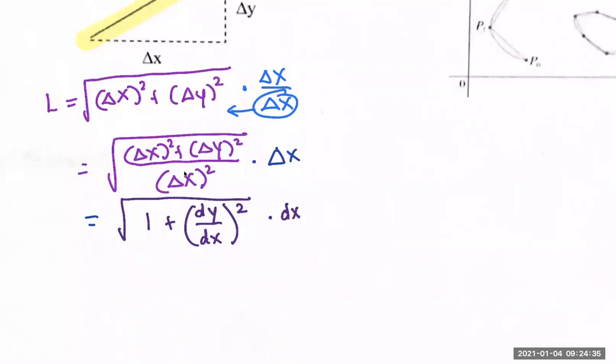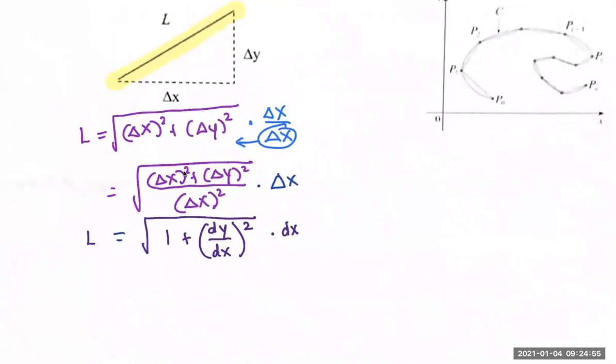What does dy dx represent? What's dy dx represent? Slope, derivative, very good. So to find the length of something, we would take the square root of 1 plus the derivative squared. And then in theory, because this is just one little segment, and we want to sum up a bunch of segments here, sum is integral.